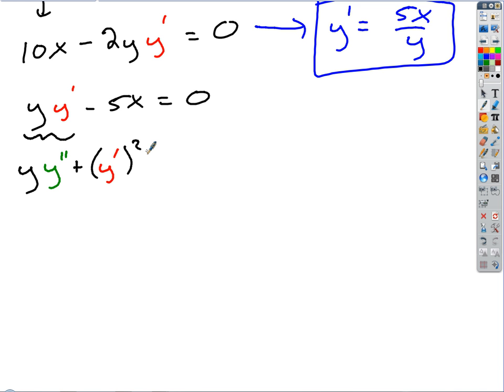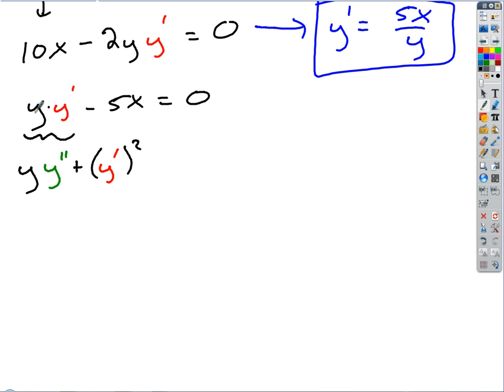Before we move on, let's take a second look at that. Let's make sure everybody's okay with this. Walk it through apart. I've got a product there, right? So we use the product rule: first times the derivative of the second, plus second times the derivative of the first. See what I'm saying? So that's y prime times y prime, because the derivative of y would be y prime, and then they multiply together.